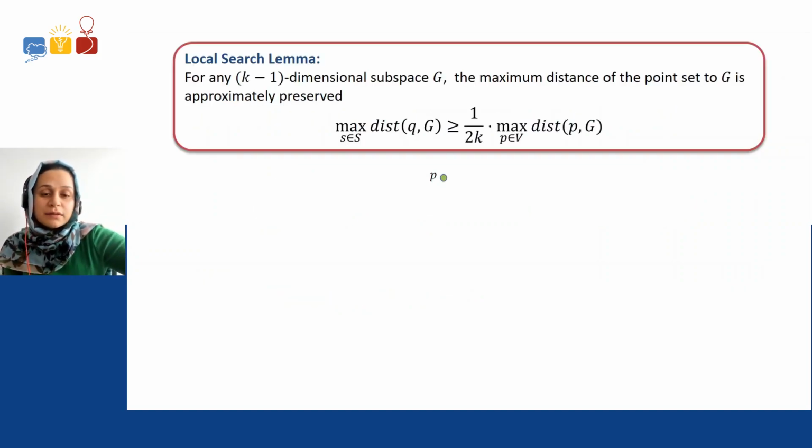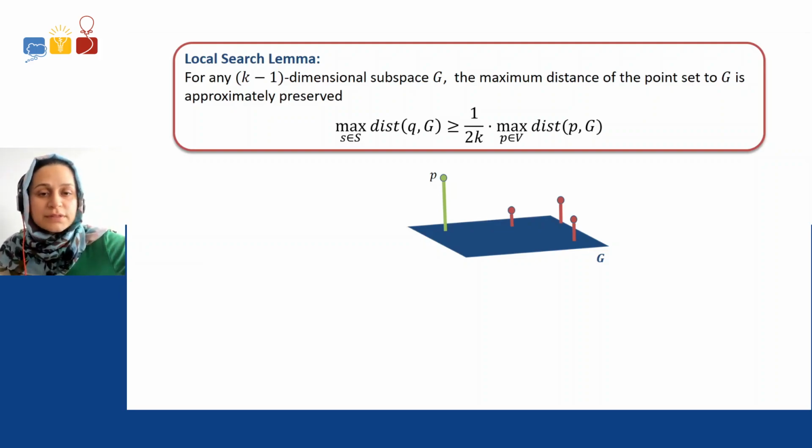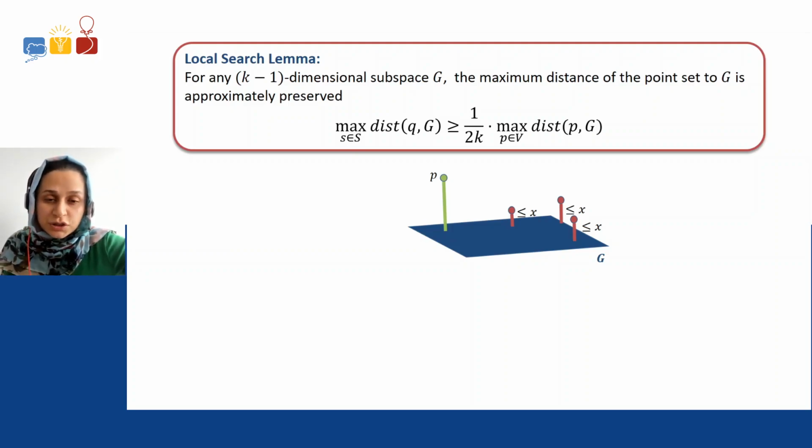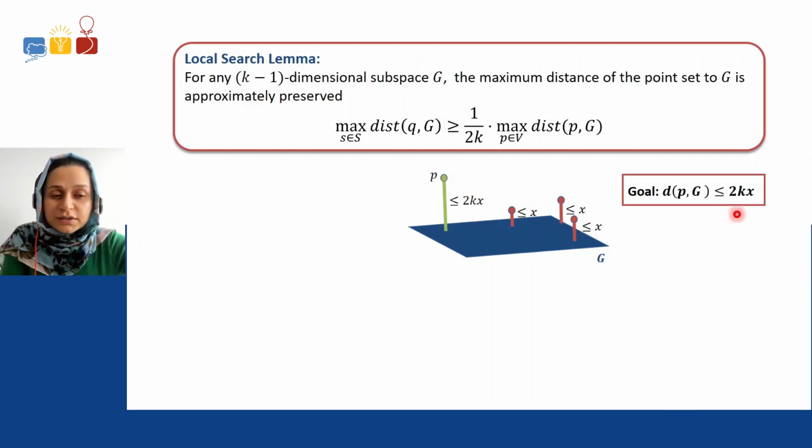So suppose that P is a point from the original points V, and let G be any k-1 dimensional subspace, and let the red points be the set of points in the coreset that is given by running the local search algorithm. Okay, so now we want to show that if all the points in the coreset are close to this k-1 dimensional subspace G, then the distance of P to G cannot be much larger. So if all of these distances are at most x, we want to argue that the distance of the original point P to G cannot be larger than 2kx, and therefore showing this factor of approximation 2k. Okay, so how do we prove it?